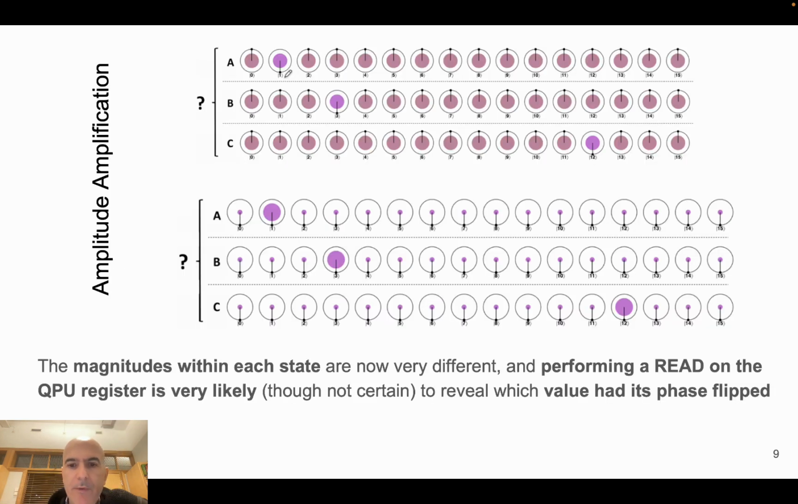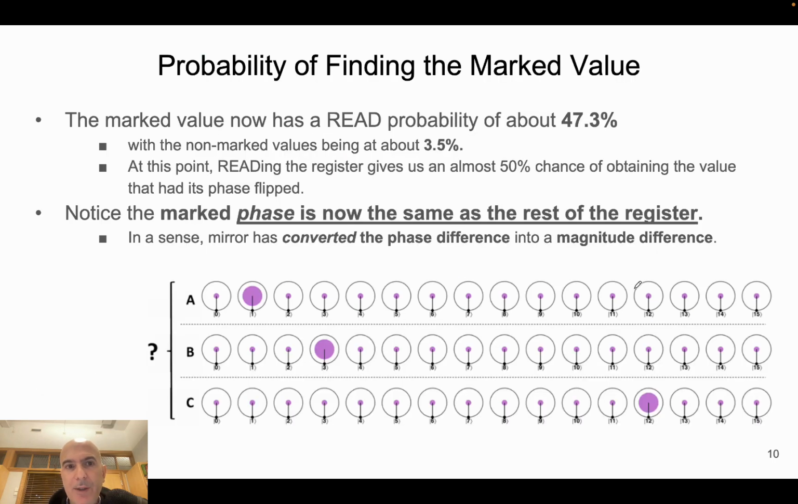We saw in the previous slides that through amplitude amplification we can transform a flipped state into a difference in magnitude, like this. We see that the magnitudes of each state are now different, and performing a read on the QPU registers A, B, and C is very likely, although not certain, to reveal which value had its phase flipped. So we can also calculate the probability of finding the marked value.